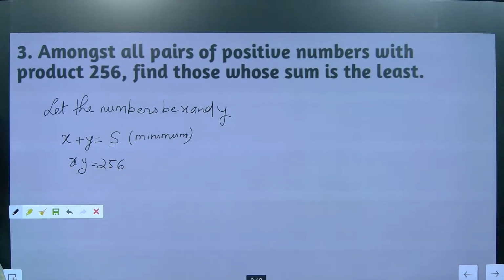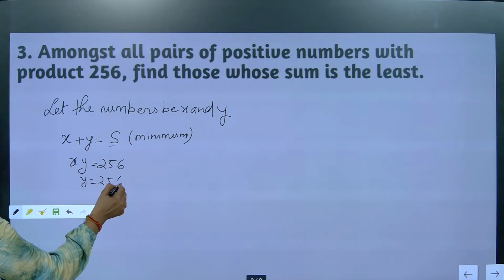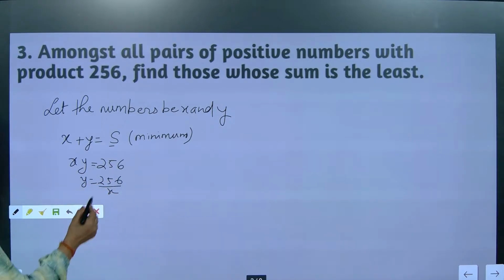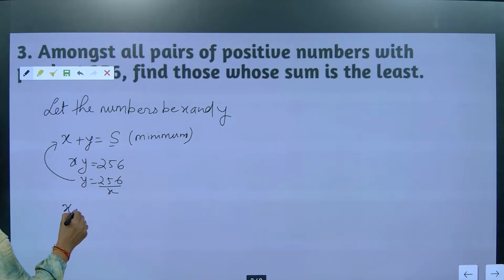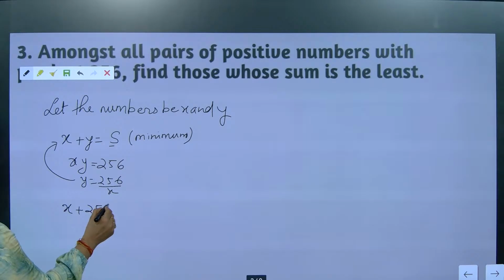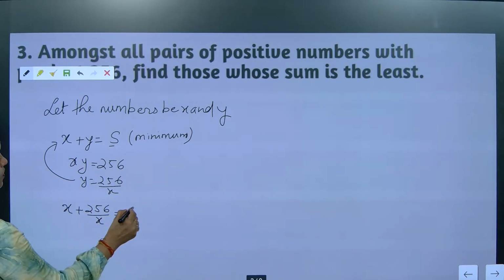Now, anything we can do here? Shall we write xy is equal to 256, so y is 256 by x? We'll substitute this value here. So what will it become, beta? Check this one out. Now, x plus 256 by x equal to S.